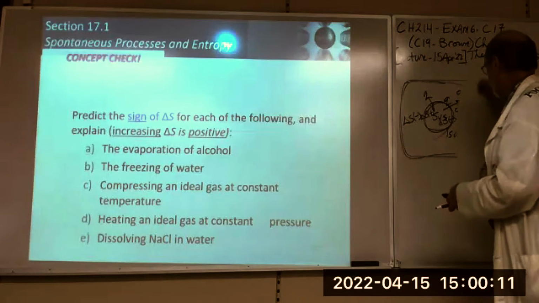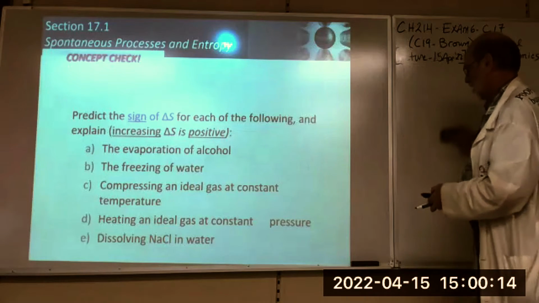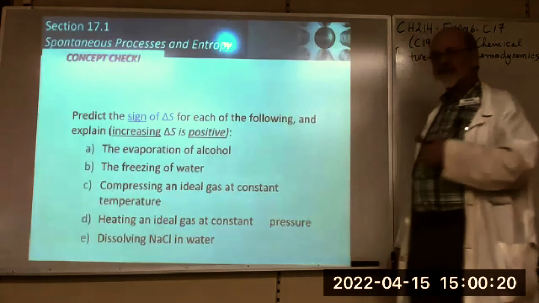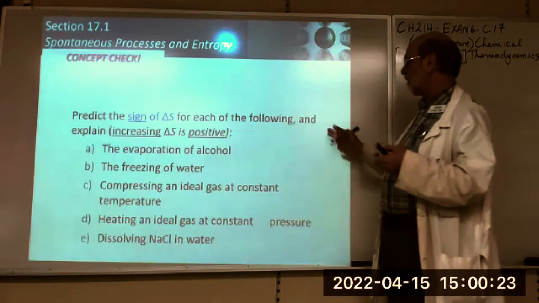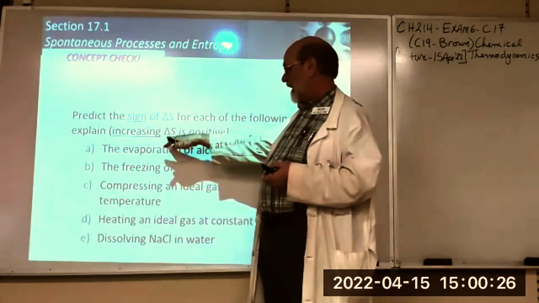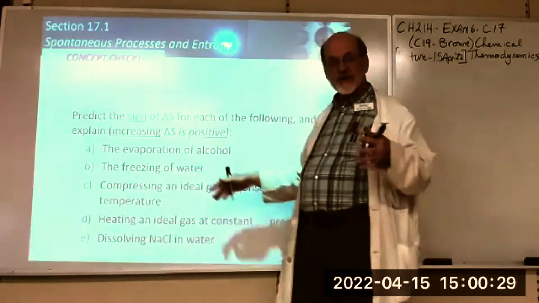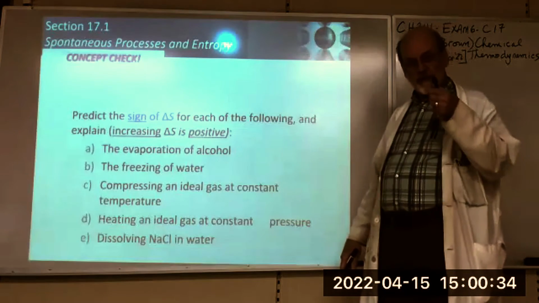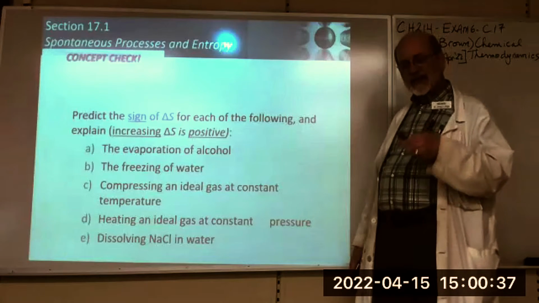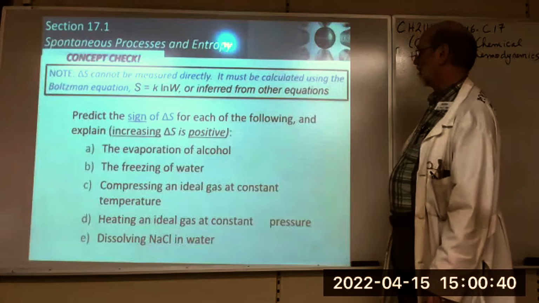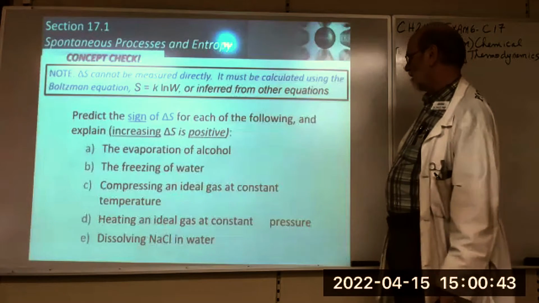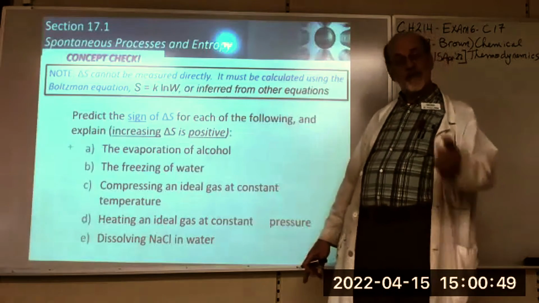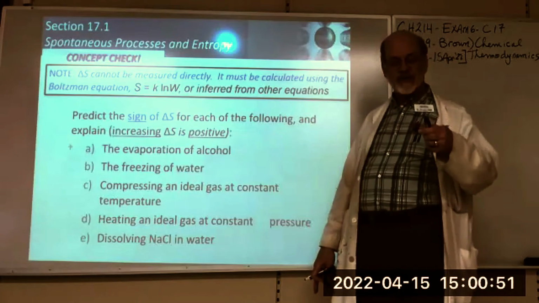So let's see if we can say something in general terms about these different scenarios. What's the sign of delta S for each of the following? Right? Increasing delta S is positive, decreasing is negative. Okay? So the evaporation of alcohol, it's going from a liquid to a gas. Entropy is increasing. Okay? I'll come back to that in a second. There, entropy is increasing. Freezing water, it's going from a liquid to a solid, so the entropy is decreasing. It's negative.